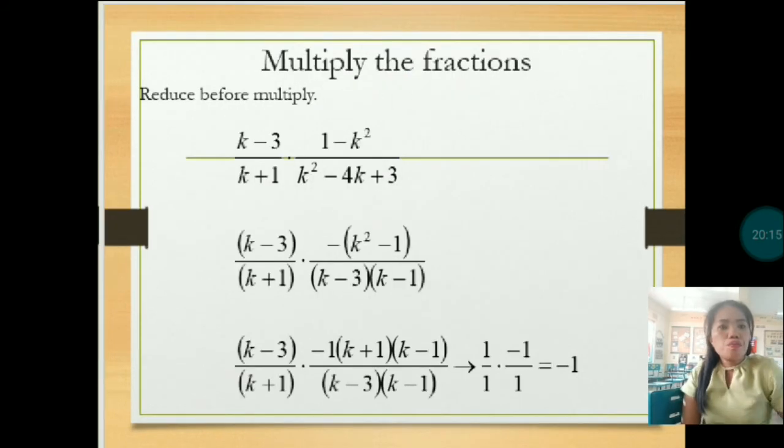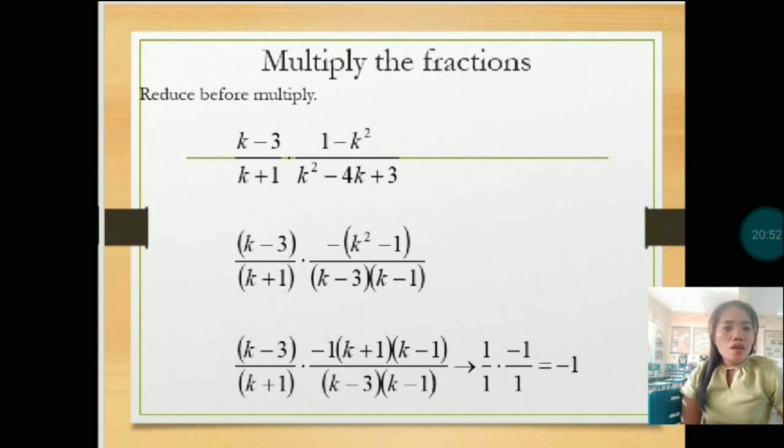Then we can still expand k squared minus 1 before we proceed to cancellation. We copy first k minus 3 over k plus 1 times negative k squared minus 1. It is a difference of two perfect squares, the difference of two squares. So that can be factored into k plus 1 and k minus 1 over, we just copy, k minus 3 and k minus 1.